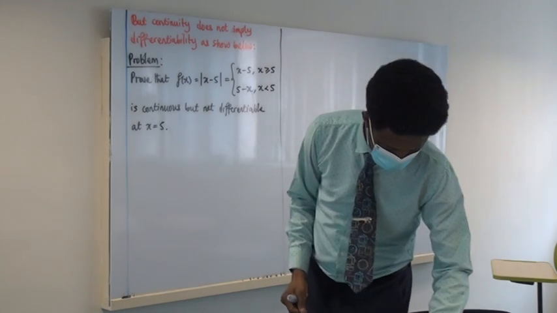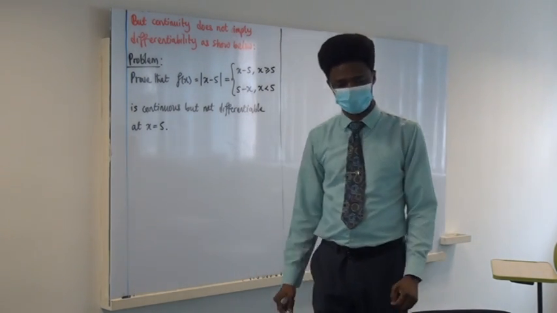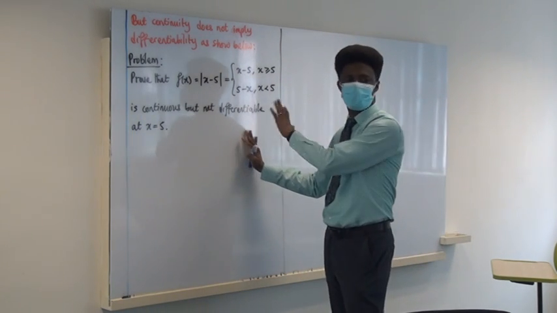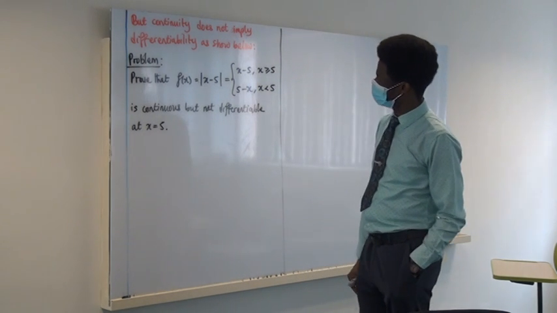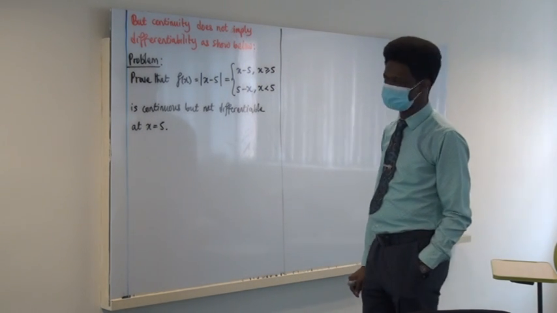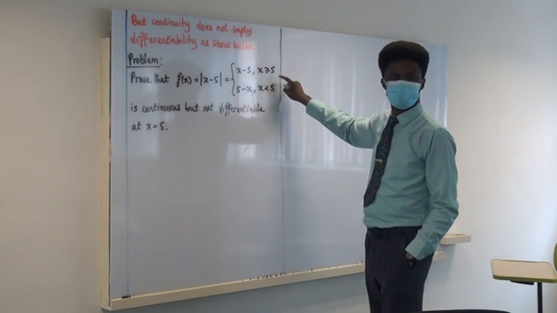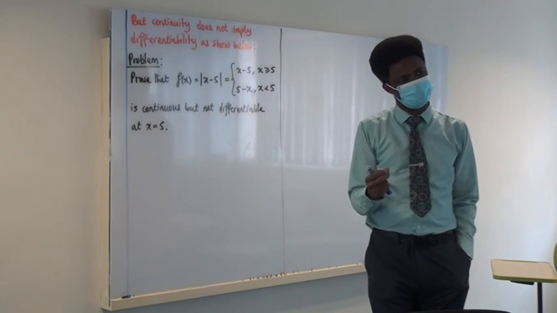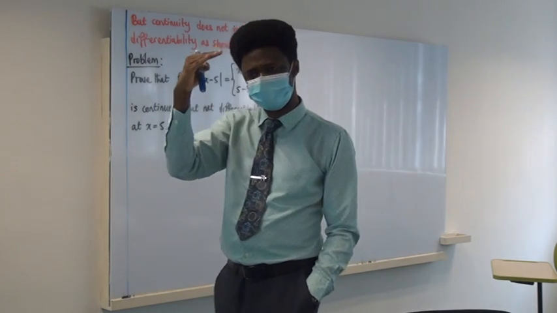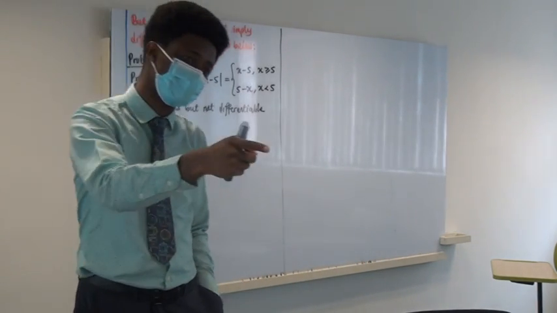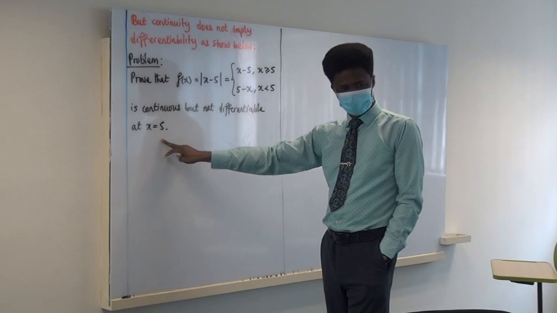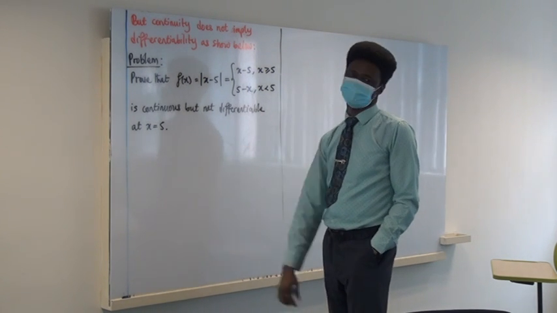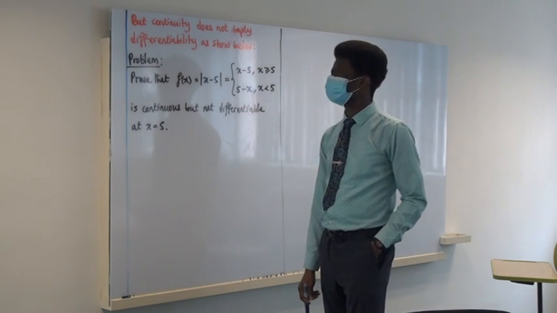It's question 3 in your textbook. There will be other questions like this, I just wanted to pick an exercise. Prove that this function, the absolute value of x minus 5, defined this way. What do we call this? Remind me of the key word. Functions that we write in bits within a certain interval. Yes, sir? Piecewise function. Okay? Prove that this function is continuous at x equals 5, but not differentiable at the same point.